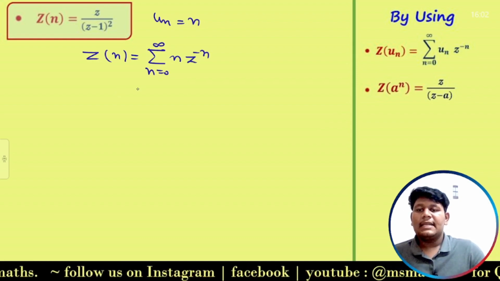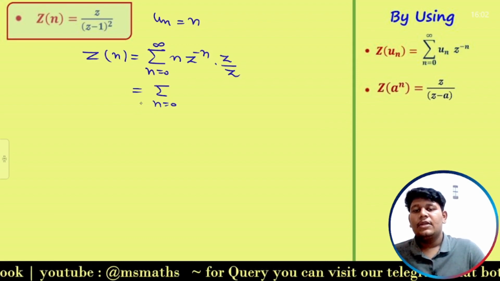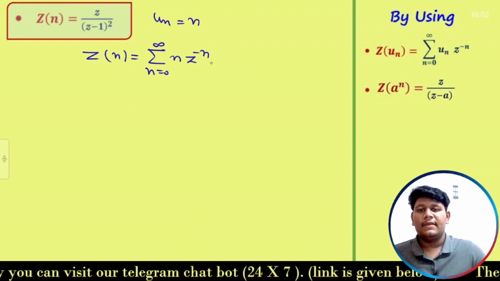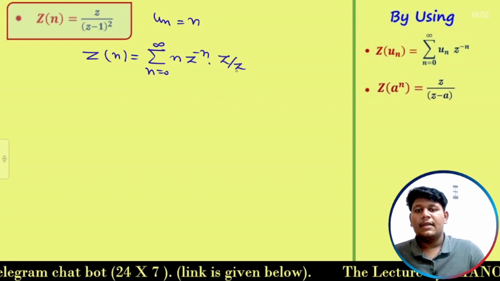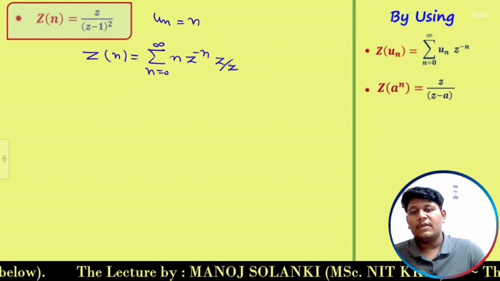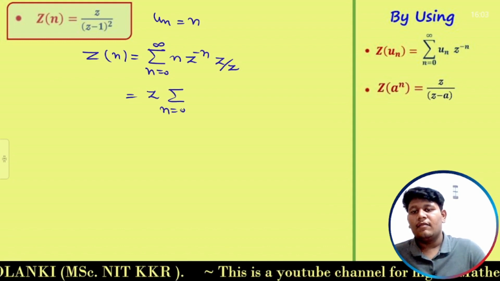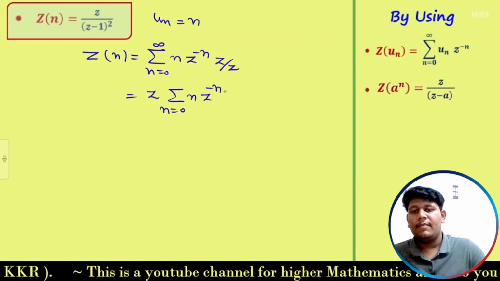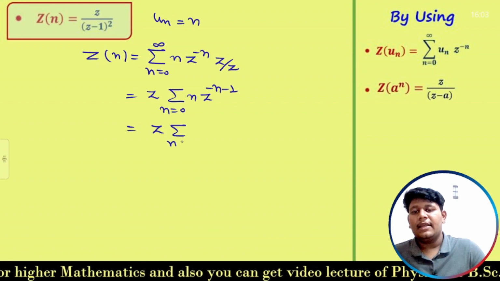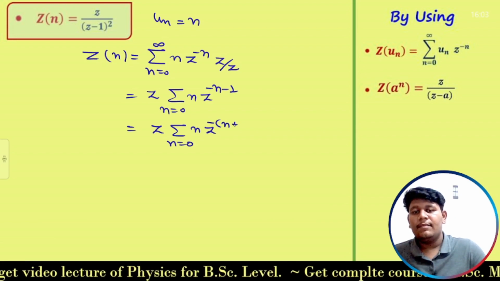So I'm taking z over z here. By taking this, I can write z, and by taking z power minus 1, z over z, and taking this z outside, z summation n equals 0 to infinity of n z power minus n minus 1, and I can write n z power minus n plus 1.